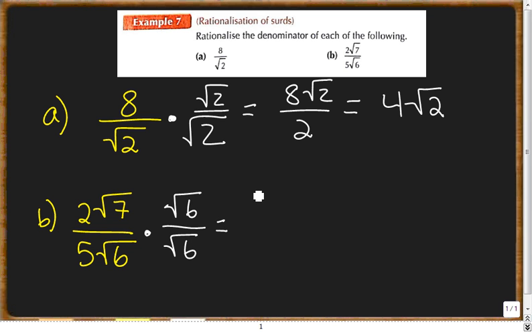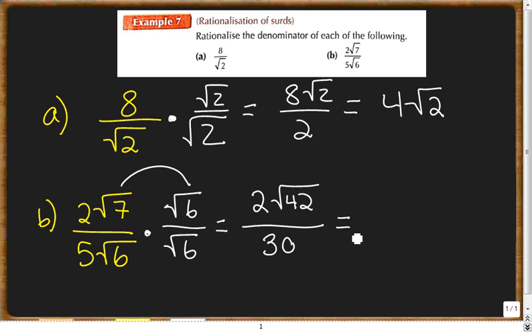This is going to equal, on top we still have the 2. The square root of 7 times the square root of 6 makes the square root of 42, which we'll deal with in a second if we can. And then we have 5 times the square root of 6 times the square root of 6. That's 5 times 6, which is 30. And so 2 over 30 is the same thing as 1 over 15. So we're going to have the square root of 42, technically we have one of those, but we don't need to write one of those, over 15.